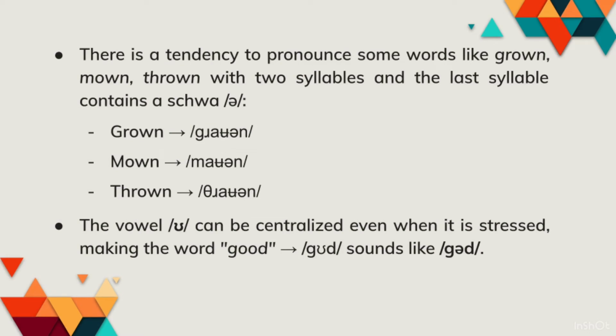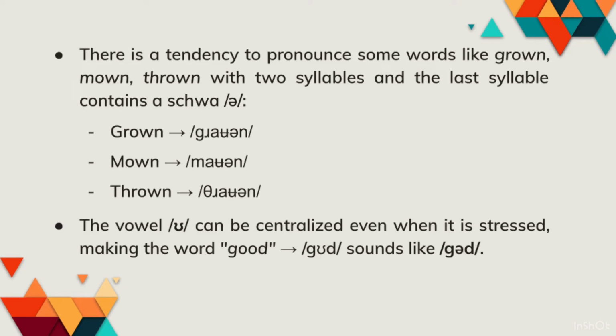Regarding unique features of the accent, we can show you many of them. First, there is a tendency to pronounce some words like grown, mown, and thrown with two syllables, and the last syllable contains a schwa. For example, grown, growen, mown, mowen, thrown, throwen.